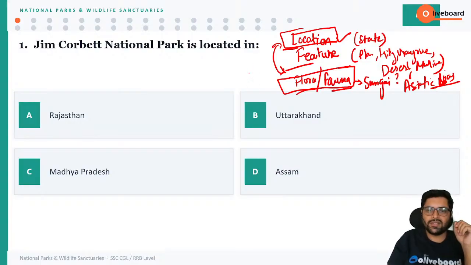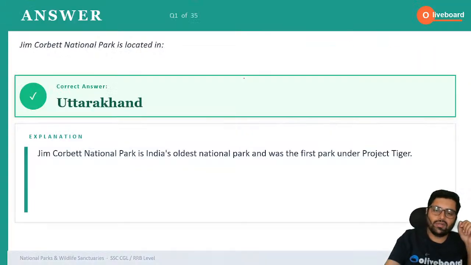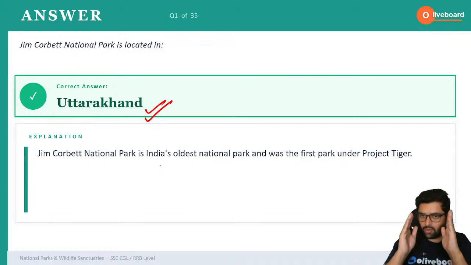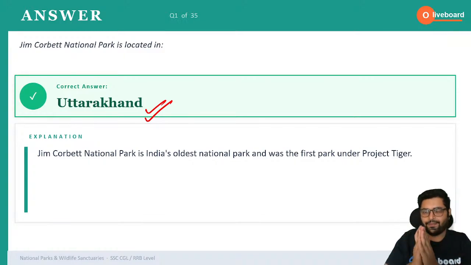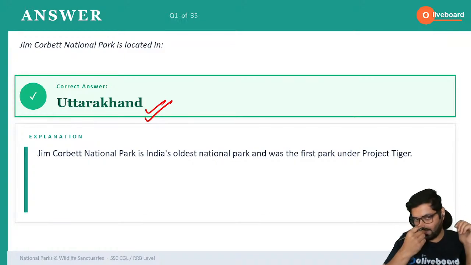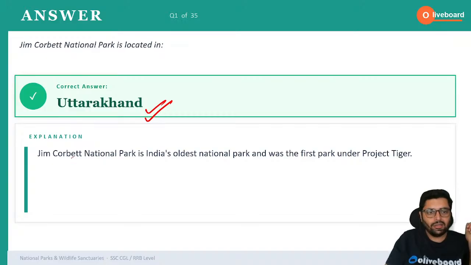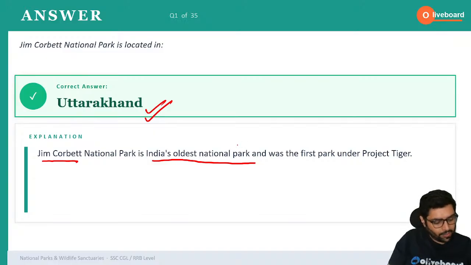Jim Corbett National Park is located in. So see, the first question is based on location, that is the state. It is located in Uttarakhand. I am first showing you some questions, their types, then we will see the topic. Jim Corbett National Park is India's oldest national park and was the first under Project Tiger. So Project Tiger is also very important.